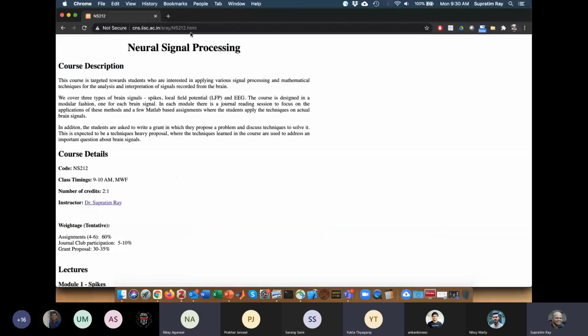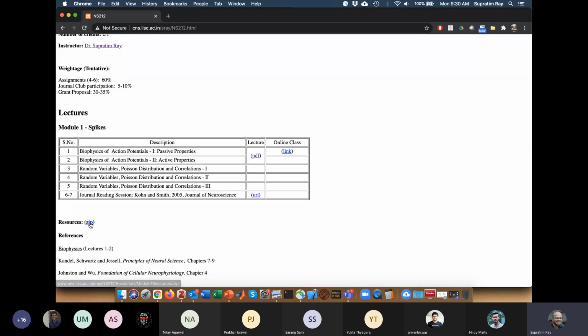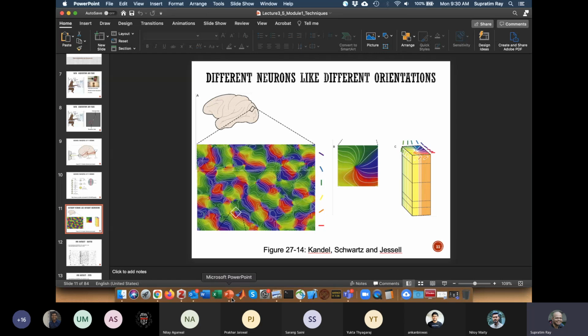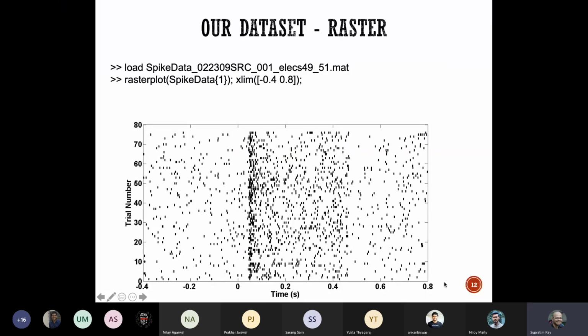Okay, so if you go to this course web page, NS212, you will find these resources here. It's a zipped file, and it's called Module 1 Resources. If you download this, you will get the data and the codes. So all you have to do is start MATLAB and go to that folder, and then just use the commands that are written here. If you just run this command, it will generate these plots. Okay, it's a quick way to get started on MATLAB.